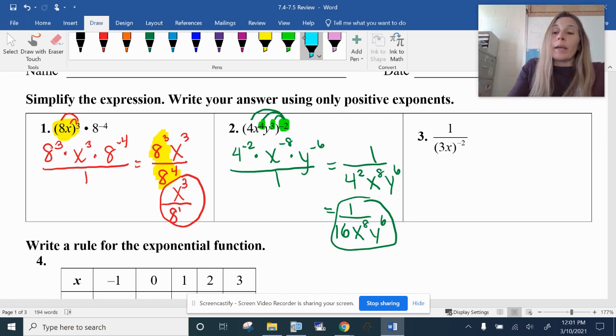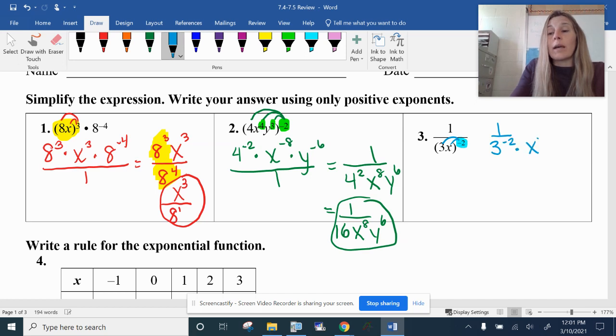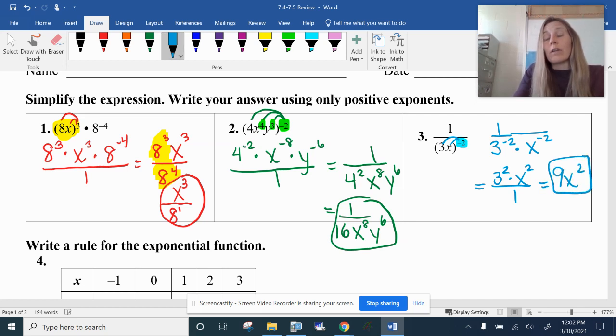And finally, number 3, there is a parenthesis here that I'm going to get rid of. So I have 1 over 3 to the negative 2 and x to the negative 2. Both of those are negative exponents, so I'm going to move both of those to the top, making the exponents positive, which leaves me with 9x to the second. Now, you definitely could have gone about doing that a different way than I did, but as long as you got the same answer in the end.